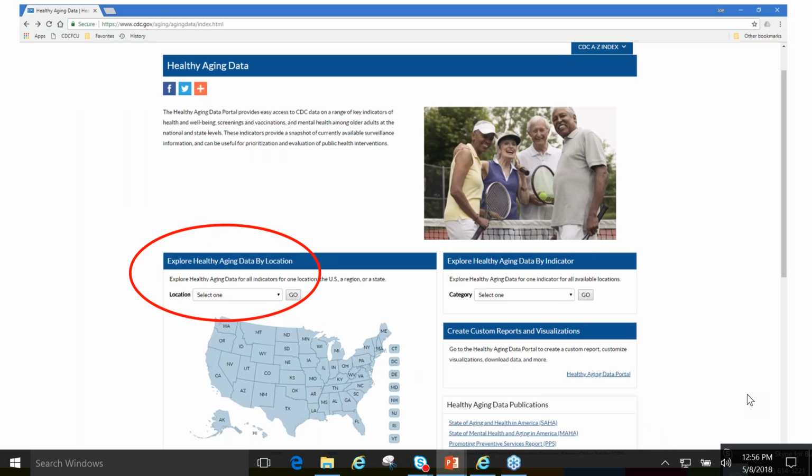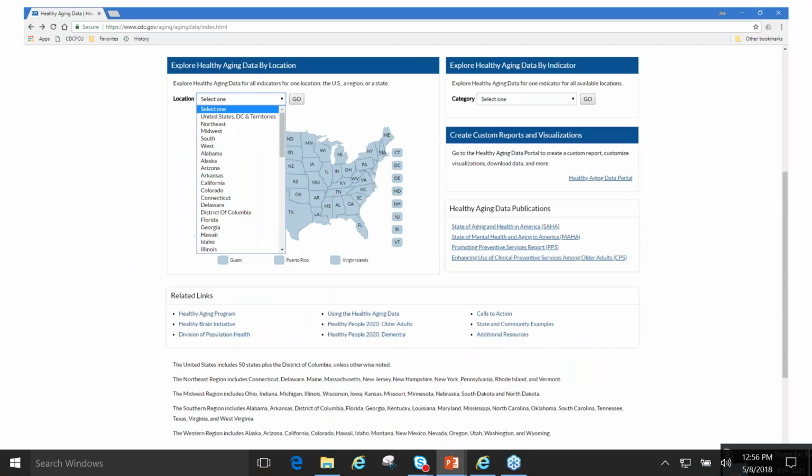Okay, the Explore Healthy Aging by Location module. This module produces bar graphs or tables for each indicator in a given category. The location of interest must be selected here, either by clicking on the state's shape on the map, or, next slide, or clicking on the drop-down menu box and selecting the location of interest from this menu. Next slide.